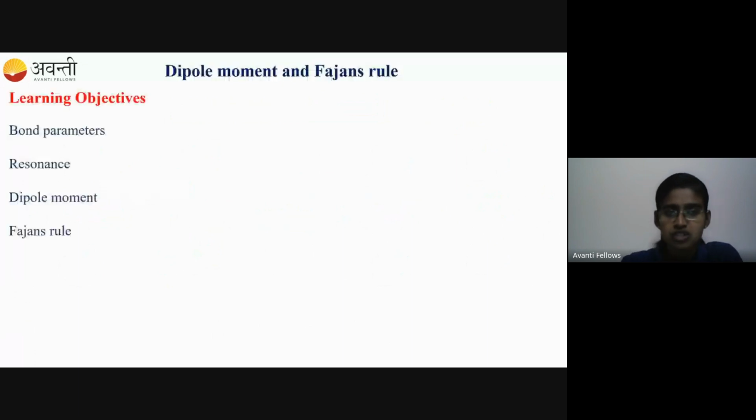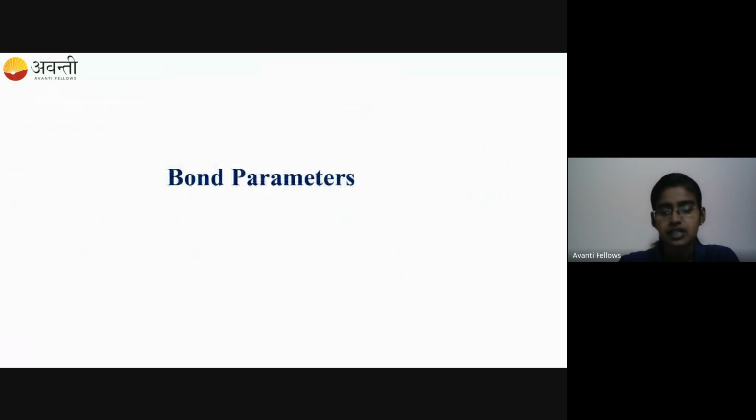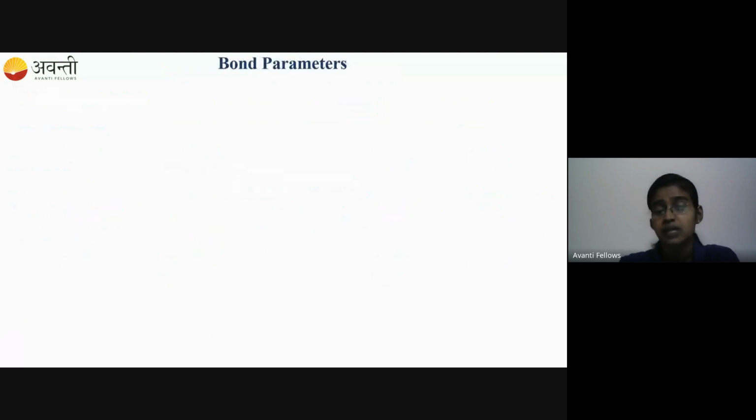In this topic, we have 4 subdivisions. One is bond parameters, and then we will talk about resonance. Then we will go into detail with the dipole moment, and then we will jump to Fajans rule. Okay. So now starting with bond parameters. What are the bond parameters? There are 4 parameters. To define a bond, we need 4 parameters.